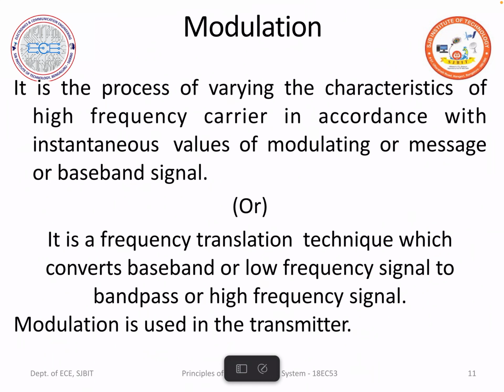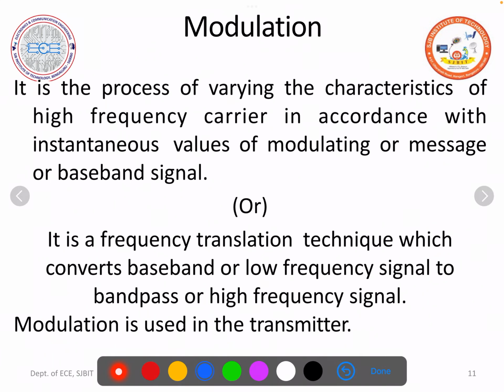So first, we will understand what is modulation. It is the process of varying the characteristics of a high frequency carrier in accordance with the instantaneous value of the modulating or message baseband signal. Or you can also frame it as a frequency translation technique which converts a baseband or low frequency signal to a band pass or high frequency signal. So where do we use this modulation? It is used in the transmitter.